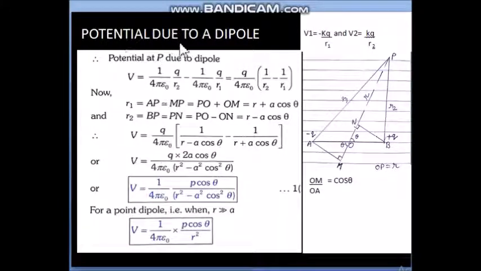Let us proceed now to the second heading, that is potential due to dipole. We have done as the first heading the potential due to single charge. The formula which we have already derived is kq by r, or kq by distance. Now in this derivation we are given a dipole, that is minus q and plus q, shown in the diagram. They are always separated by a distance 2a.